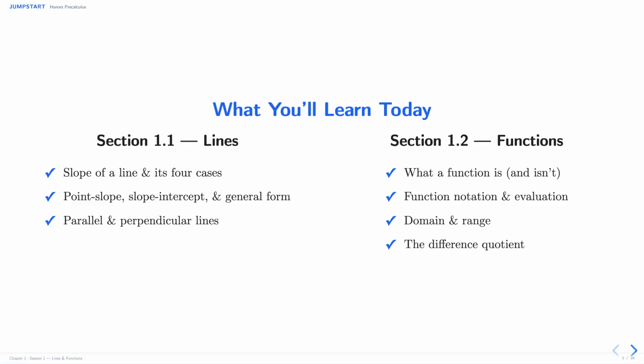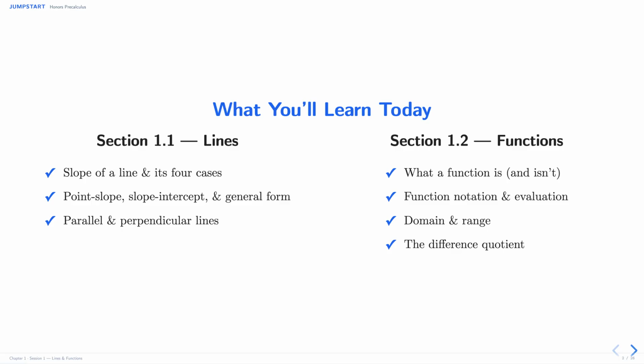Today, we will cover two main sections. In Section 1.1, we will learn about the slope of a line and its four cases, including point-slope, slope-intercept, and general forms. We will also discuss parallel and perpendicular lines. Then, in Section 1.2, we will dive into functions, exploring what a function is and isn't, function notation and evaluation, domain and range, and the difference quotient.